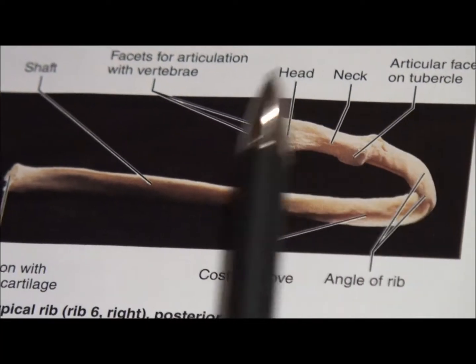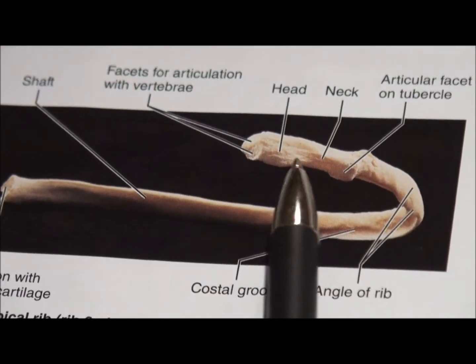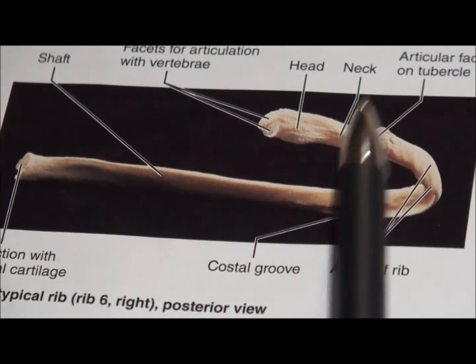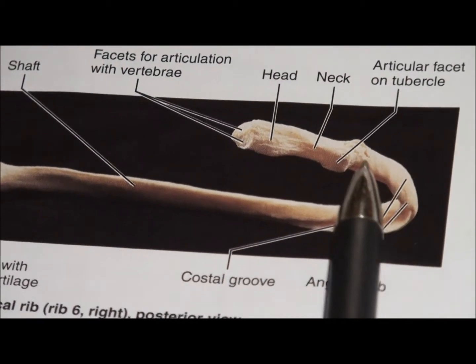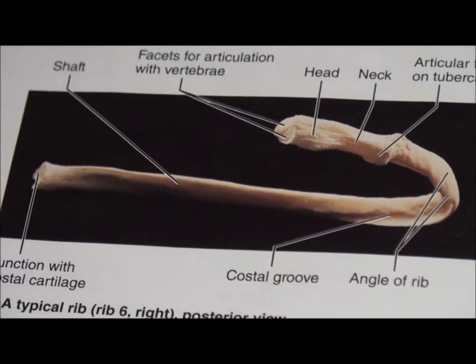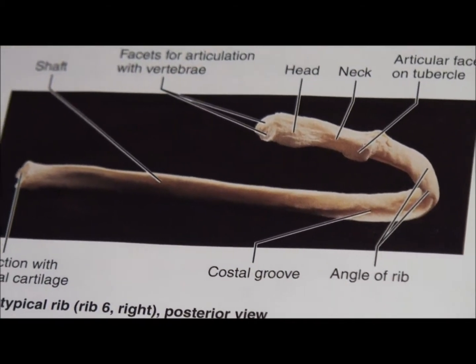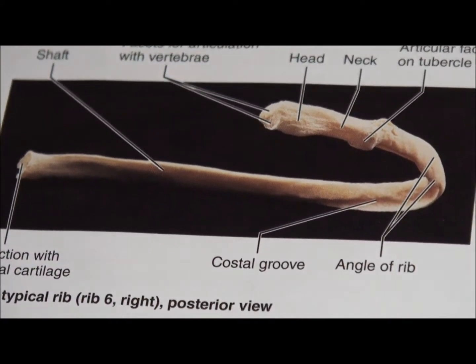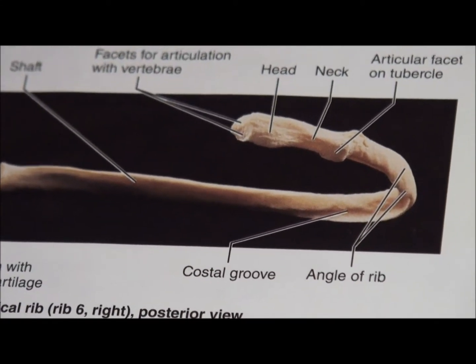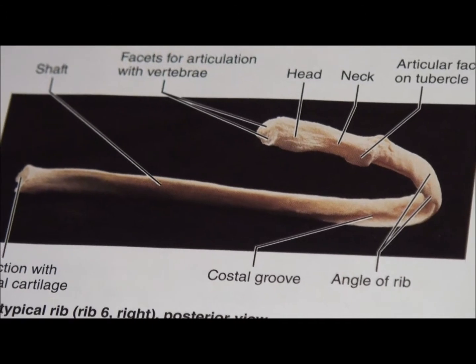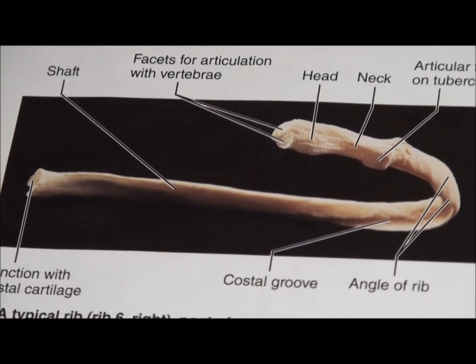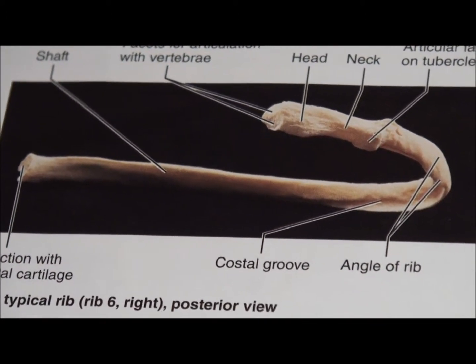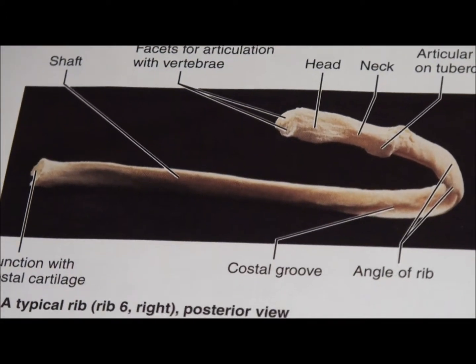Next are the ribs. This is the head of the ribs. This is the neck and the tubercle. Explain how ribs articulate with the vertebrae. They attach posteriorly to the thoracic vertebrae and curve inferiorly towards the anterior body surfaces.